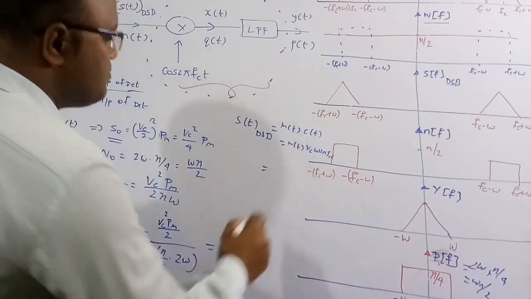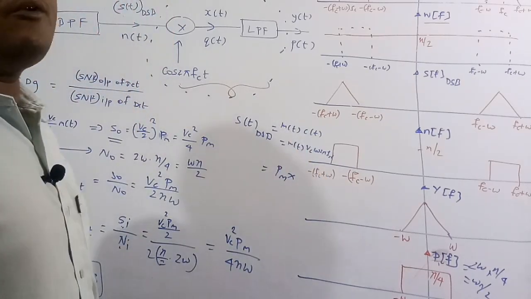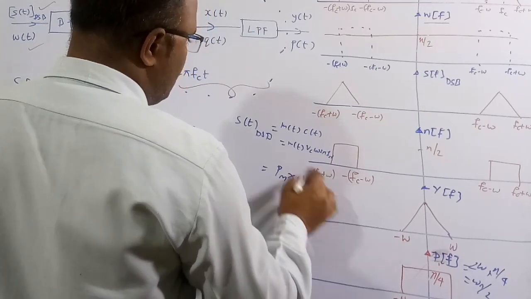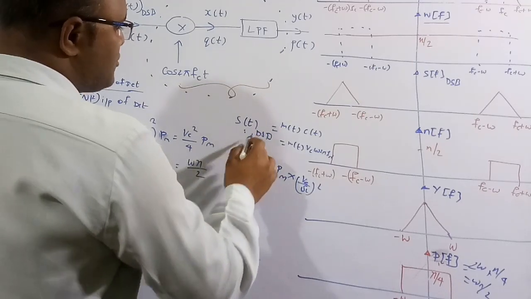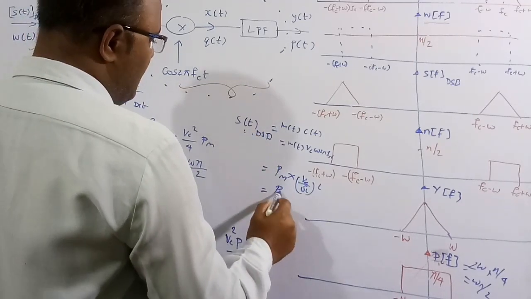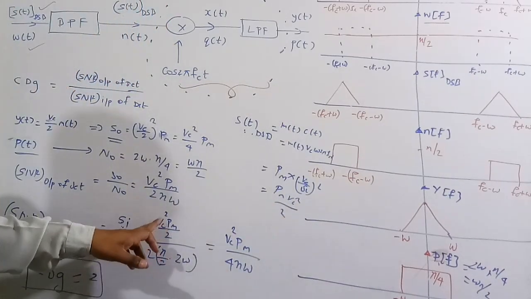suppose for M of t, the power is Pm. And for Vc cos 2 pi fc t, the power is the RMS value squared, so Vc by root 2 whole square. When we multiply these two signals, the powers also multiply. Therefore S of t DSB will have power Pm into Vc by root 2 whole square, which is Pm Vc square by 2.